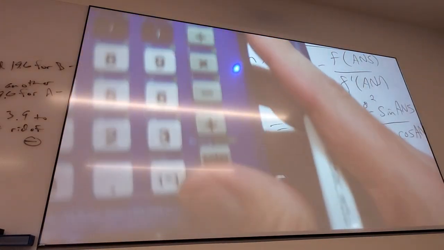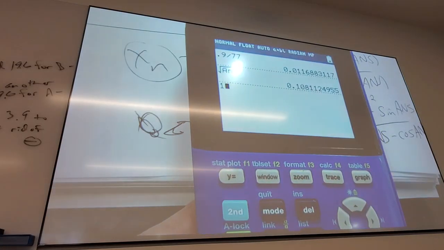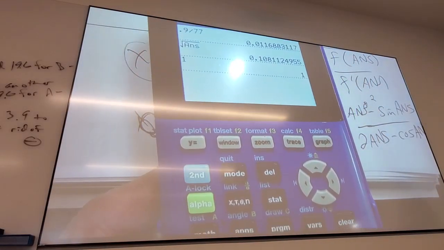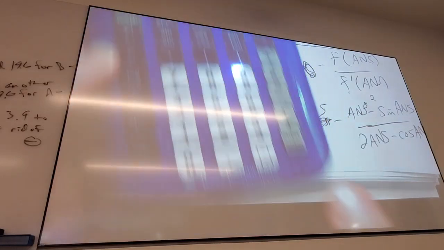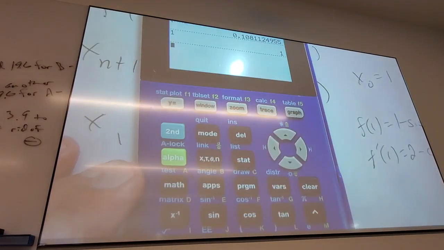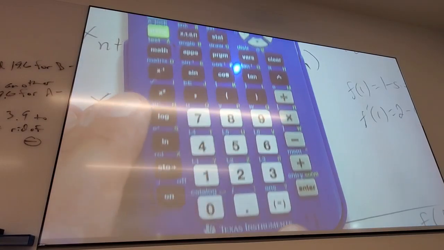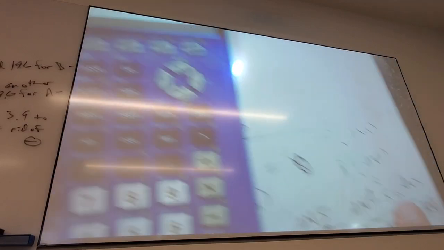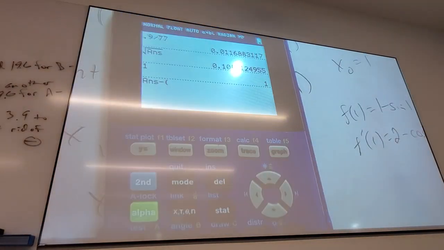If I write my guess, everybody hit 1 on your calculator if you want to play along. If you don't have a calculator, it's a really good time to go. Hit 1. Now, answer has 1 in it. Answer is always the last number that showed up on the screen. So if I just plug in here answer, second negative for answer, minus, exactly what I got here. Answer squared, minus sine of answer.